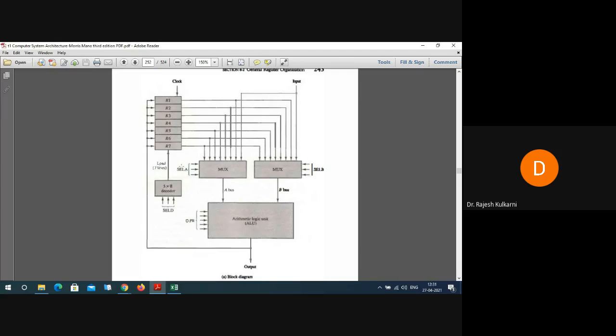So we have selection A indicating we are selecting multiplexer A. We have selection B indicating we are selecting multiplexer B. We have selection D indicating which output we want to select with the help of this decoder. So we have multiplexers, decoders, buses, registers, arithmetic logic units. So this is what your CPU consists of.